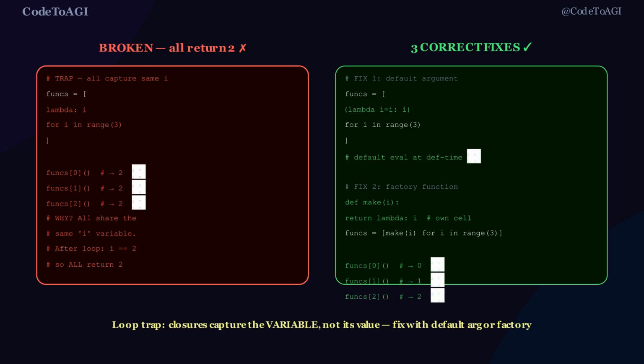Fix 2, use a factory function. make_func captures i in a new enclosing scope per iteration. Each call creates a fresh cell with the current value. Fix 3, list comprehension with default argument lambda. All three fixes work. The factory function approach is the cleanest and most Pythonic. Memorize this trap. You'll see it in code review every week.